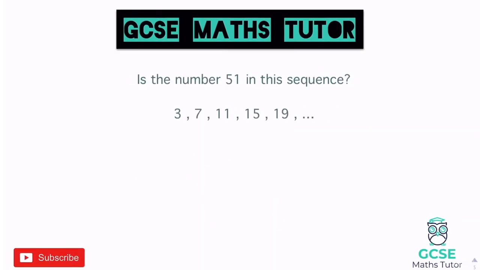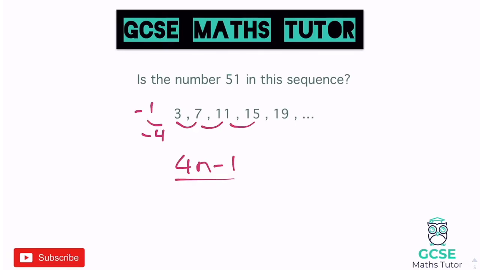Okay, so this question says, is the number 51 in this sequence? Now again, we could keep writing and see if 51 appears, but we can actually just use the nth term again to figure out a question like this. Is the number 51 in the sequence? So if we find the nth term, okay, it goes up in 4s, so it's 4n, and then back 4 again, gets us minus 1, so 4n minus 1. Now there's our nth term.